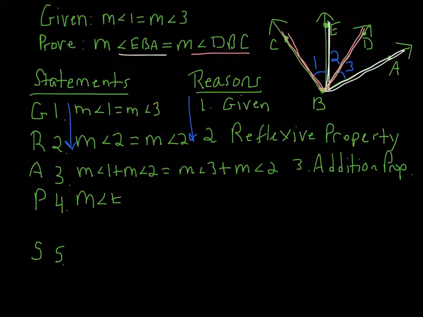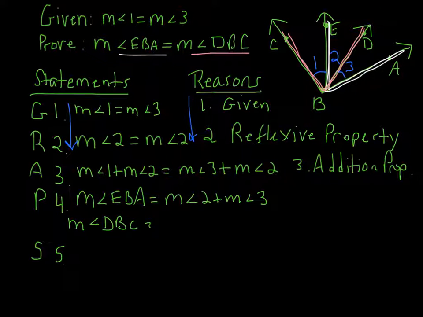Measure of angle EBA is equal to the measure of, EBA is made of angle 2 plus angle 3. Measure of angle 2 plus the measure of angle 3. The other angle we need is DBC. Let's take a look. DBC is made of angle 2 plus angle 1, or 1 plus 2, it doesn't really matter. It equals the measure of angle 1 plus the measure of angle 2. Our last step is for substitution. Let's first label this before we forget. That's the partition postulate.